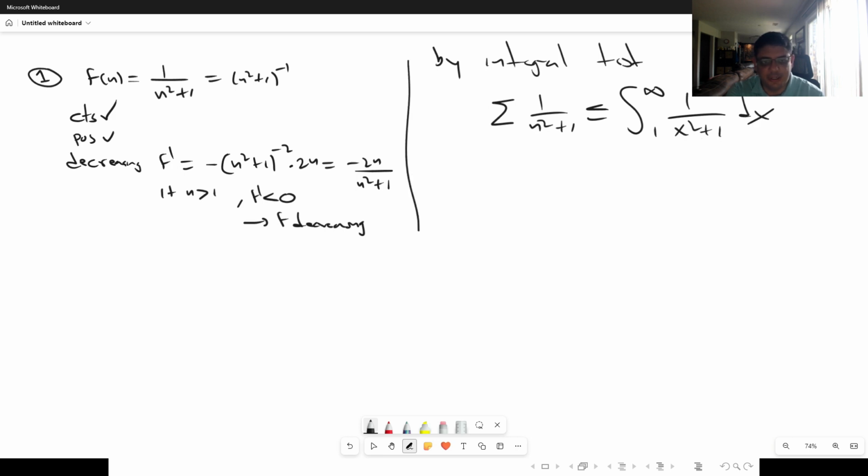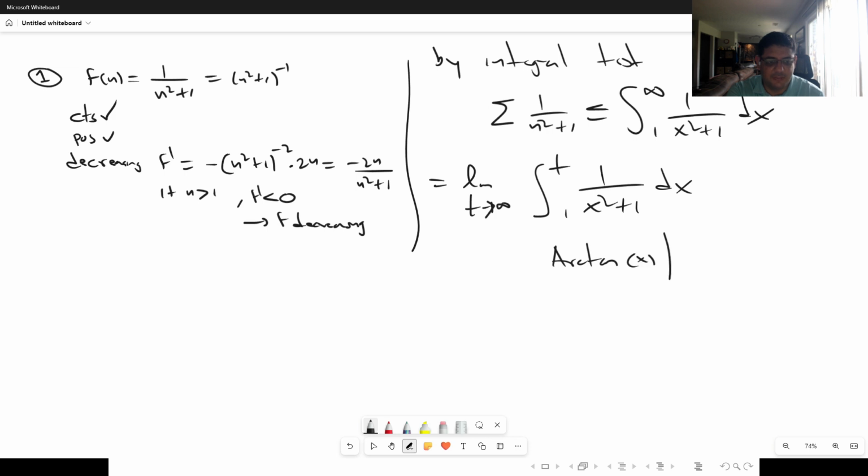Now this is an improper integral, so this is equal to the limit as t goes to infinity of the integral from 1 to t of 1 over x squared plus 1 dx. Now if you remember, this is the antiderivative of arctangent, so this is arctangent of x between 1 and t. And this is the limit as t goes to infinity of this. And so pretty much we plug in t and 1. This is arctangent of t minus arctangent of 1, which is pi over 4.